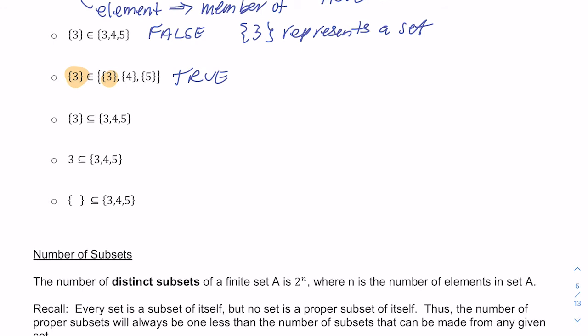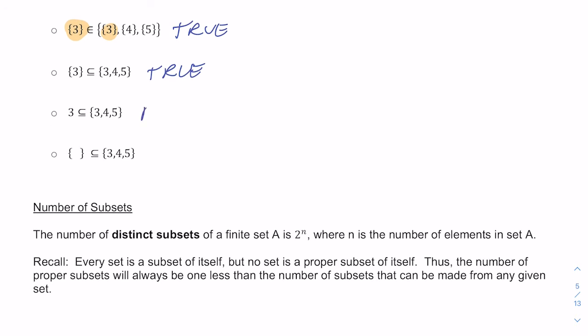In the next example, is the set {3} a subset of {3, 4, 5}? Yes, it is. I can pull just the 3 out of that larger set. That is true. In the next example, is 3 a subset of {3, 4, 5}? The answer is false. It's missing the braces around the 3. 3 is an element of the set {3, 4, 5}, not a subset. And the last example: is the empty set a subset of {3, 4, 5}? That is, of course, true, since the empty set is always a subset of every set.